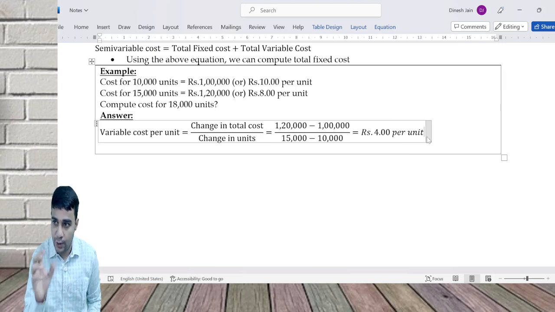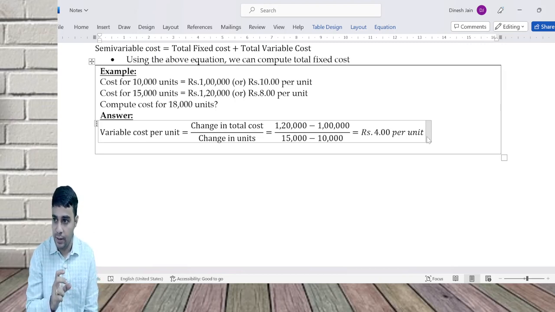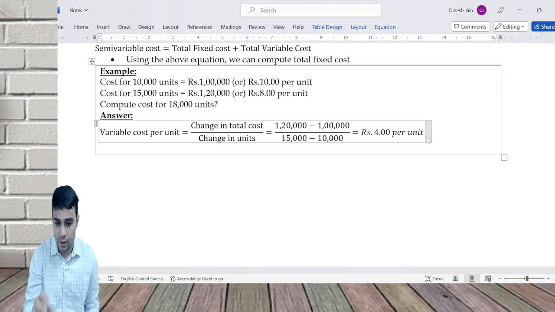the cost is 4 into 18,000. That is the variable part. I'll also have to get the fixed part. Cost for 18,000 units is 4 into 18,000 plus something, and that something we'll have to get. We have got the variable component because the semi-variable cost has a variable component as well as a fixed component.